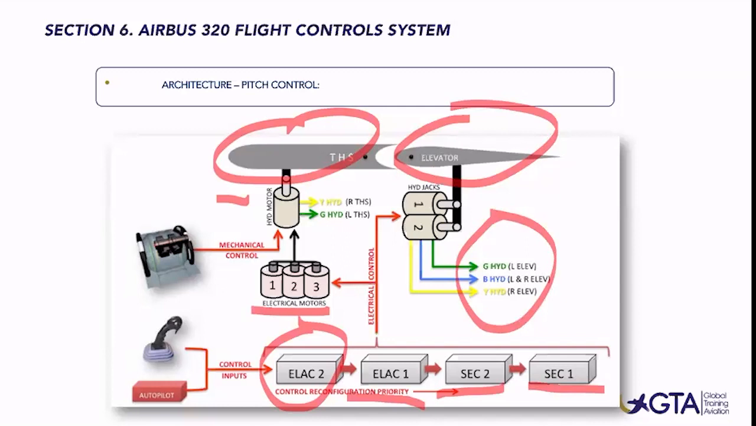Additionally, if we need to move the THS, we can do it, as I mentioned on the previous slide, mechanically using the trim wheels. We can move the trim wheels both on ground or in flight. But as I mentioned, we usually do it on ground just to set the pitch trim according to our center of gravity. We usually don't touch these trim wheels in flight.